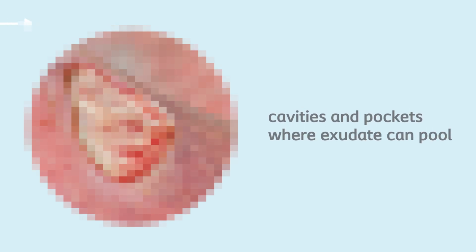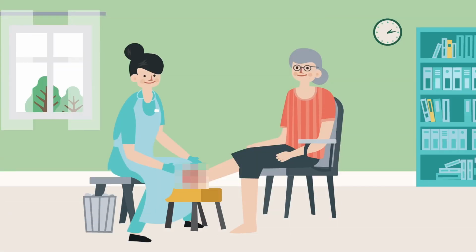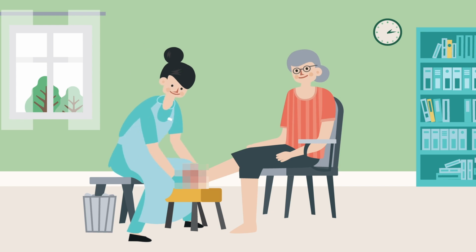Assess the wound depth. Ask yourself, how deep is the wound? Is the wound bed irregular? Do you see cavities or pockets where exudate can pool? Pay attention to the tissue quality and any new granulation tissue. Assess the wound exudate. Look at its amount, quality, color, consistency, and odor.